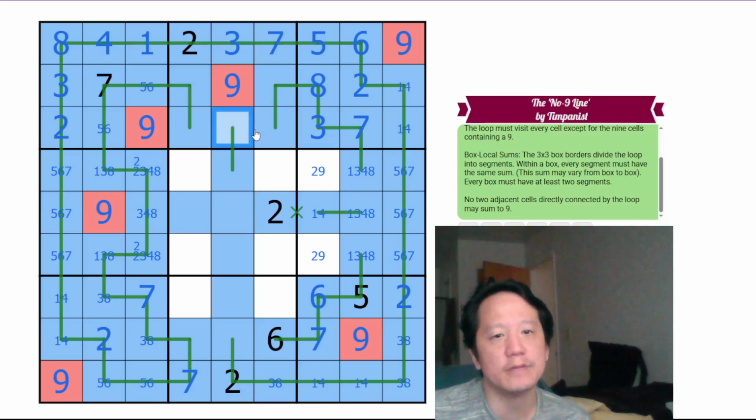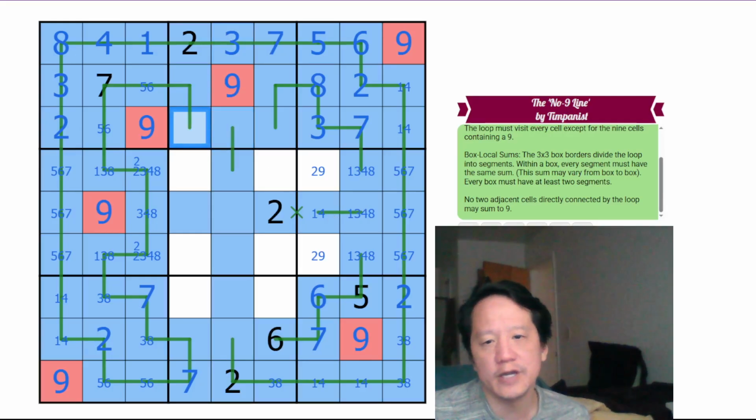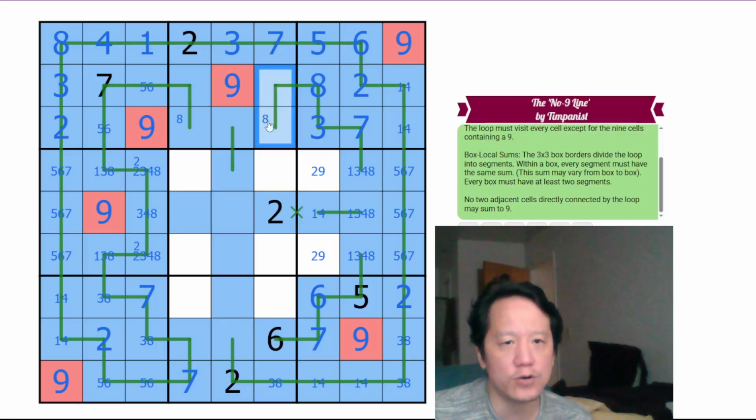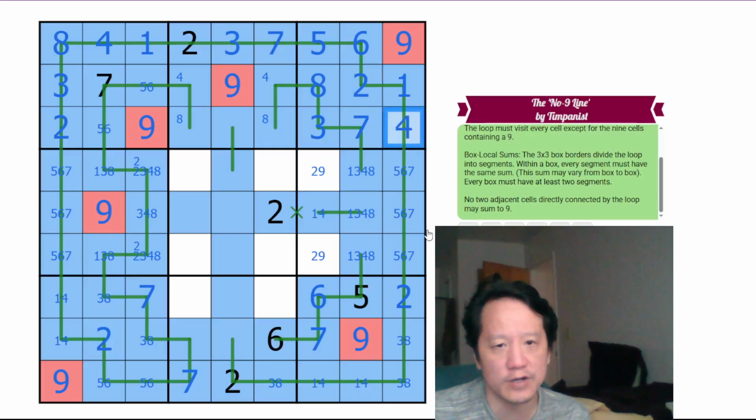8 cannot be in the middle here. Because if 8's in the middle, that's 3 digits adding up to 8 without a 3. So it cannot be 1, 3, 8. So 8 has to be one of these 2 digits here. And it must be with a 4. So then 8 has to be with 4. It's 2 digits going out. So therefore, one of these is a 4, which eliminates 4 here. So that's 1. That's 4 there.